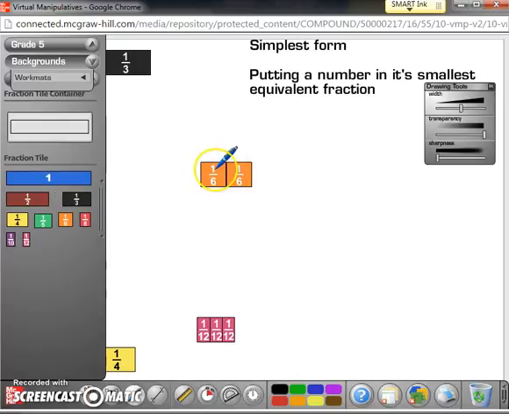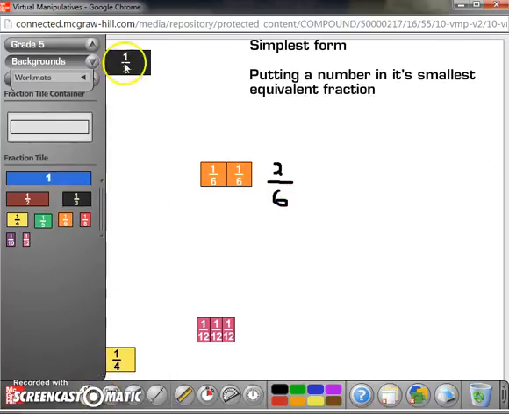So if we look at this, this is 1/6 plus 1/6, that would be 2/6. And this is not in simplest form. And how I know that is if I was going to take this little 1/3 over here, that's the same amount, but it's a different fraction. And so how do I find the simplest form?